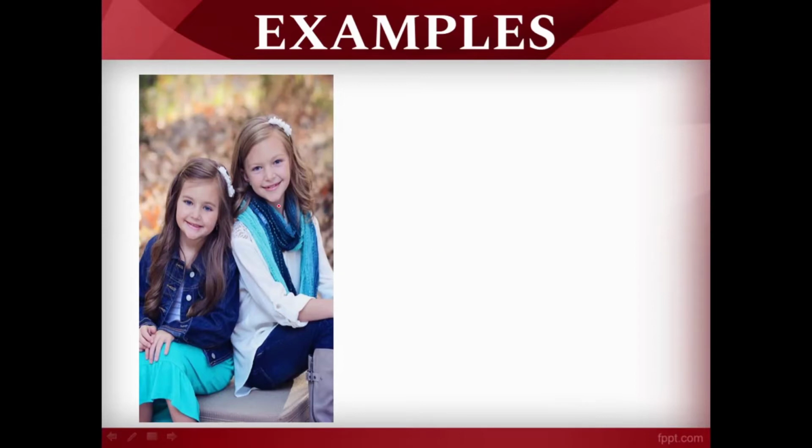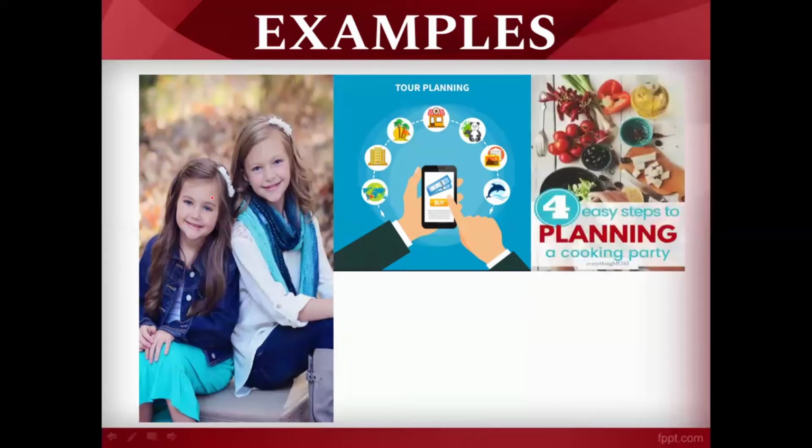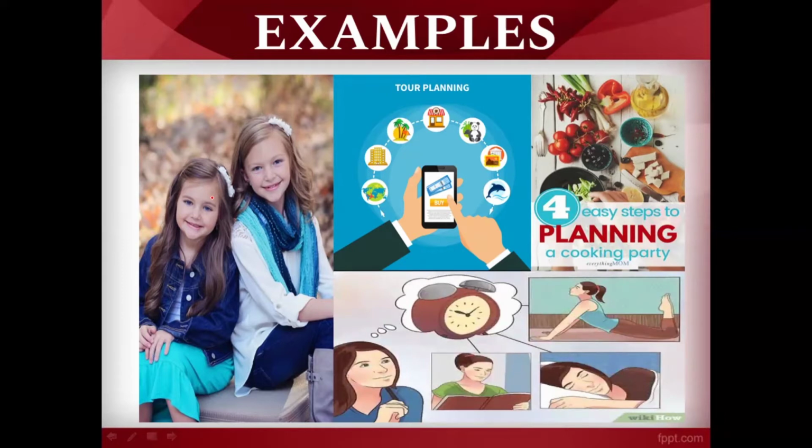Now this is the first image. From this picture, if I ask the question, between the siblings, the elder sister and the younger sister, who is going to be more responsible? This is the question. Then the second picture: you are planning a tour, मतलब आपको एक tour को plan करना है, ठीक है. In the third picture you can see planning a cooking party, so you throw a party or you plan to cook. And the last one is planning your daily routine.